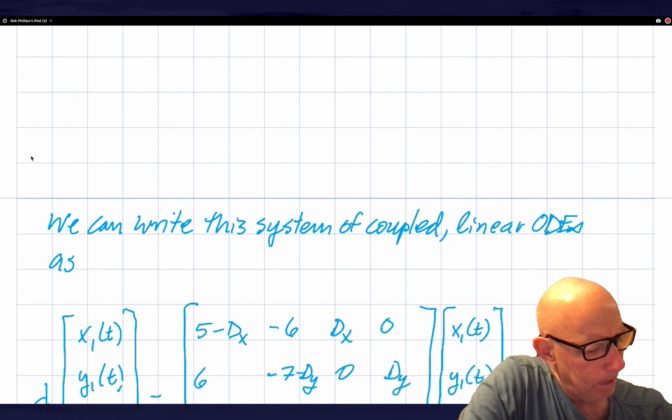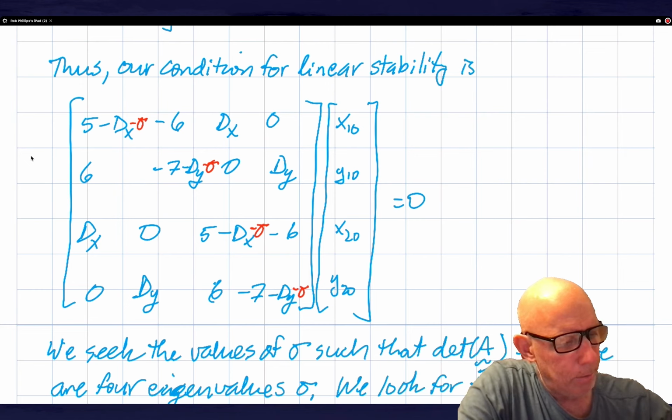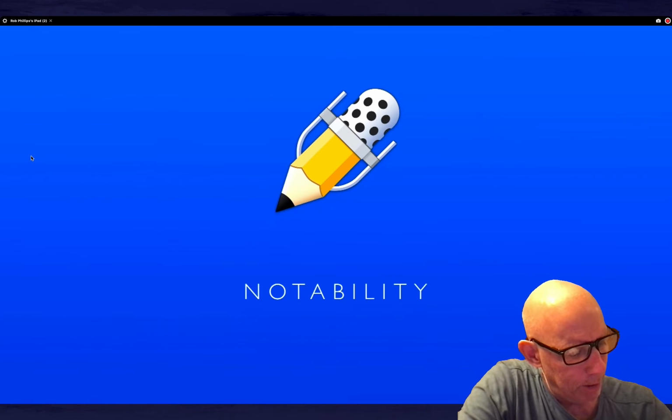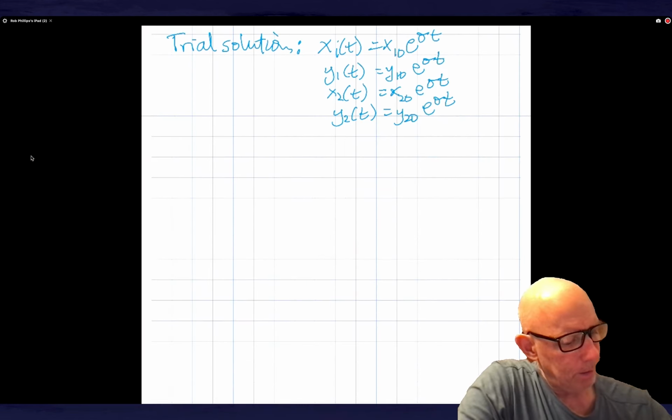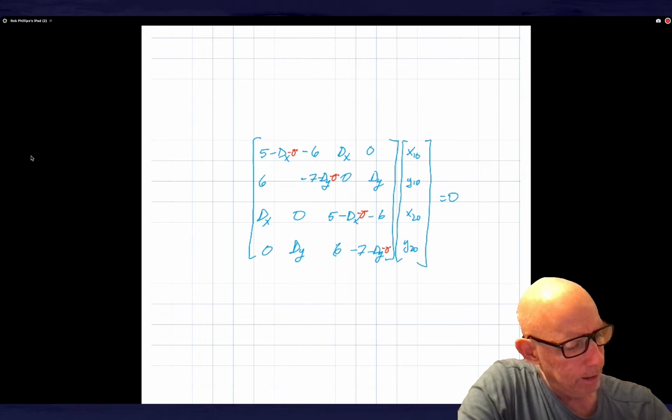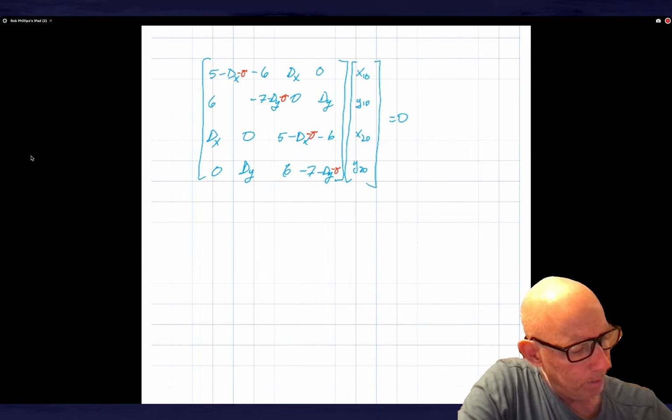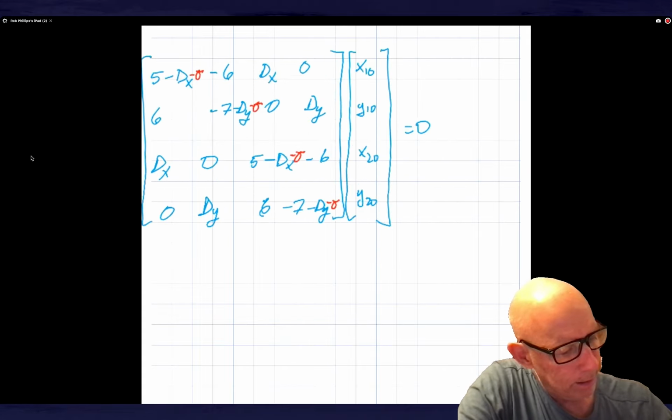Then I make this trial solution right here. I plug it in and I get this. And that leads me to this linear stability condition, which I'm going to copy from here and bring over to my other notes. So I paste this here, and let me blow it up a little. So once again, we have an eigenvalue problem.